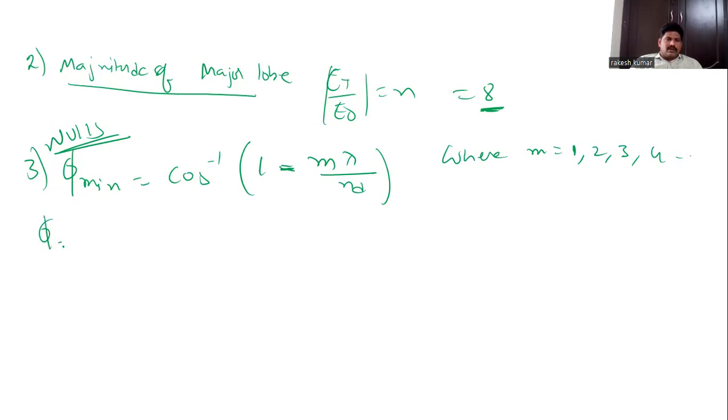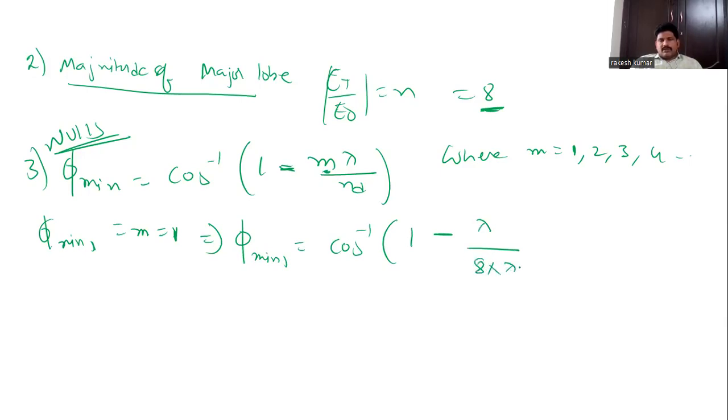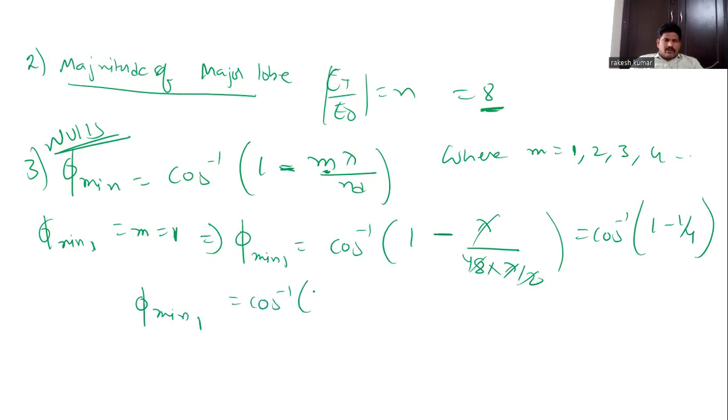Let us calculate phi minimum 1, that is, for m is equal to 1. Simply substitute here. Phi minimum 1 is equal to cos inverse of 1 minus lambda by, N is 8, into d, which is lambda by 2. Lambda gets cancelled, 2 ones are 2, 2 fours are 8, so it is cos inverse of 1 minus 1 by 4, which is cos inverse of 3 by 4. The value is 41.40 degrees.